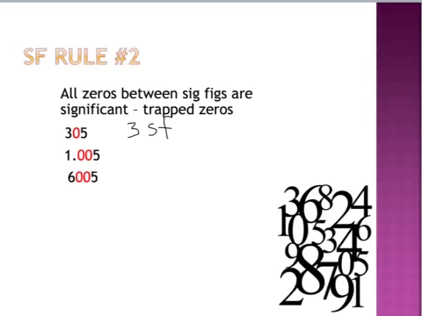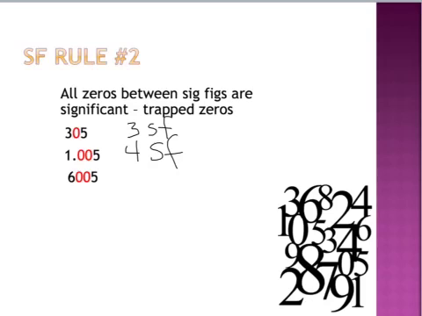Okay. The next example, again, zeros trapped between significant figures. 1 and 5 are always significant. And so the zeros fall in between. So there are 4 significant figures. Let's look at the next one.